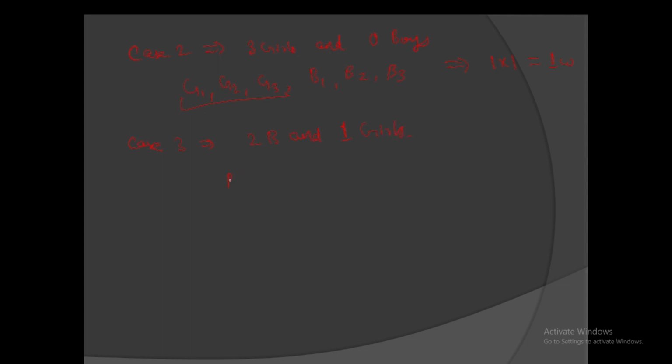So out of B1, B2, B3, G1, G2, G3, a group of 2 boys like B1, B2 can be selected, B2, B3 can be selected, B1, B3 can be selected. And G1, G2, G3. Right? So we can select two boys in 3 ways.